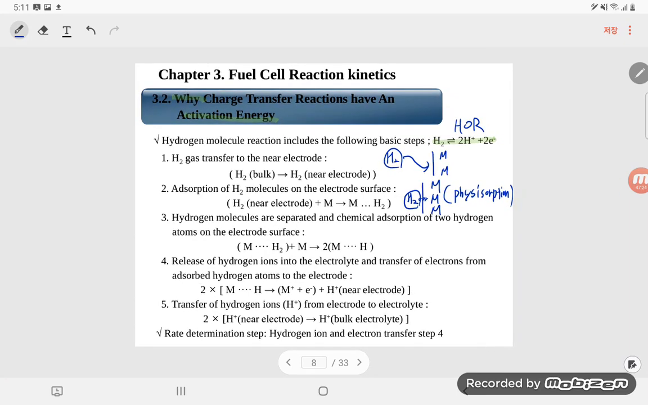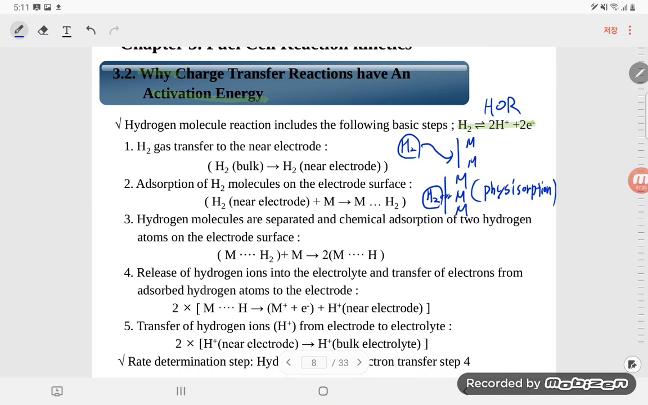And the third step is the hydrogen molecules are separated, and chemical adsorption of the two hydrogen atoms occurs on the electrode surface. That means the hydrogen molecule is decomposed and each atom adsorbs on the metal surface. Okay, this is an atom, right? So we call this one chemisorption.